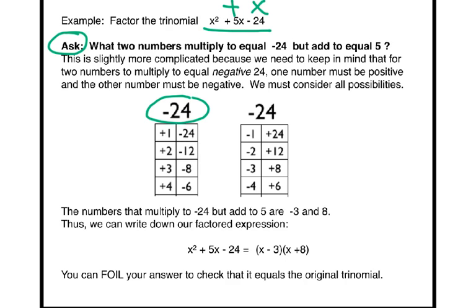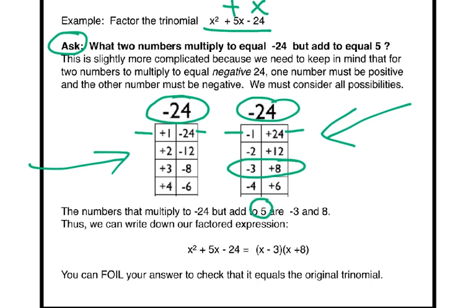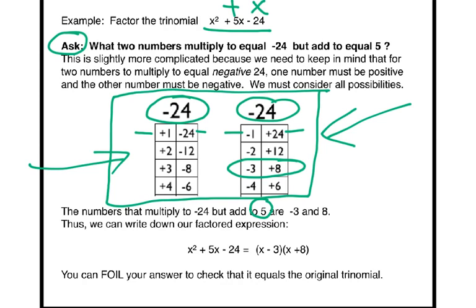Consider, to equal negative 24, it could be a positive times a negative, or it could be a negative times a positive. The numbers that multiply to negative 24 but add to positive 5, therefore, are negative 3 and 8. We had to consider all of these possibilities in order to find this answer. It is so important that you have factor tables written down in front of you so that you can visually consider all the possibilities.